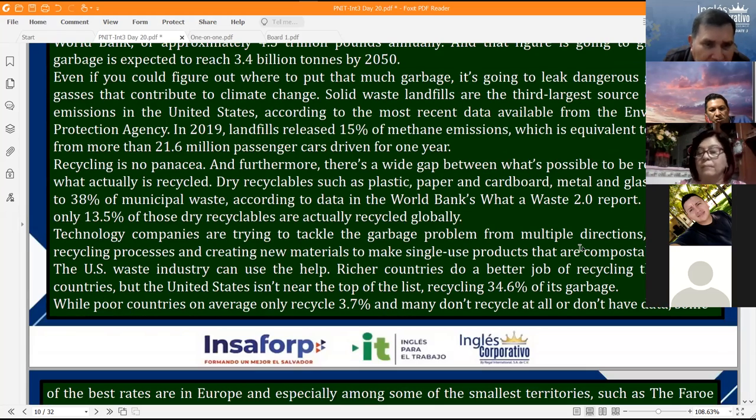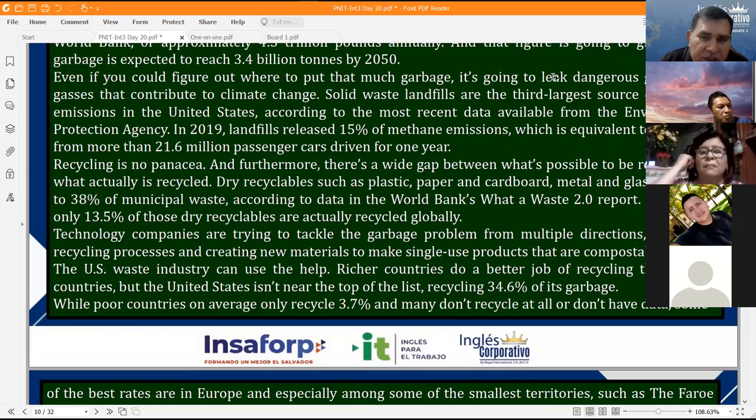Technology companies are trying to tackle the garbage problem from multiple directions, improving recycling processes and creating new materials to make single-use products that are compostable. Teacher, compostable? Yes, that they can be recycled. The US waste industry can use the help.